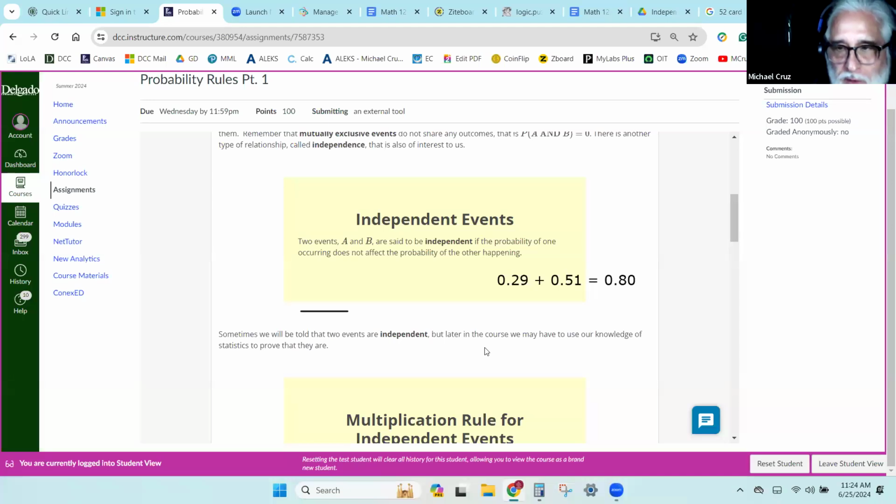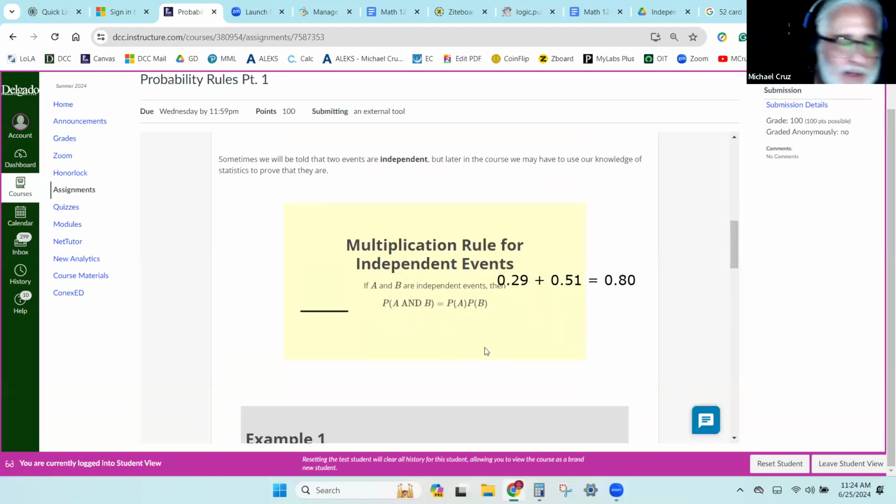So independent events, that means that one does not affect the other. So when you handle independent events, it's simply the and of both, or the intersection of A and B is equal to the probability of A times the probability of B. And we're going to get into that a little bit later. I didn't really touch on the and very much, but that's important.